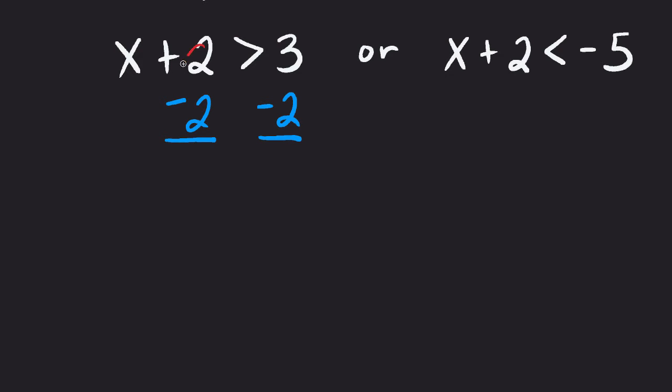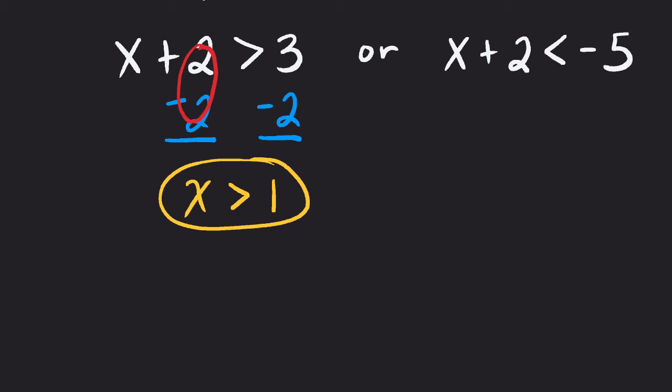And so right here we get our 0, and then that brings down our x, still greater than, because subtracting doesn't do anything to the inequality. 3 minus 2 would be 1. And this is still an or. Now we're going to do the same thing on the other side. We're going to subtract 2 here.